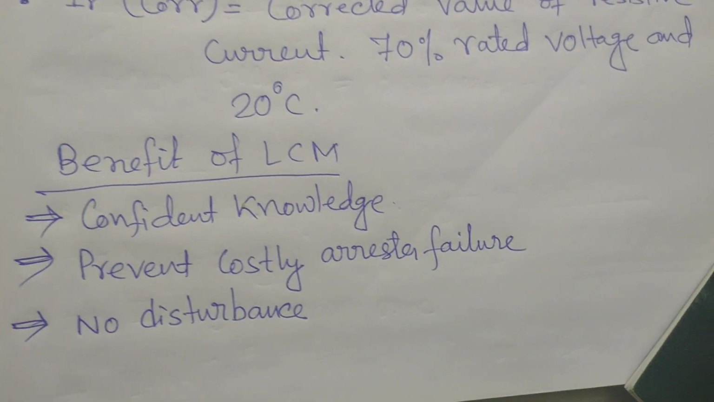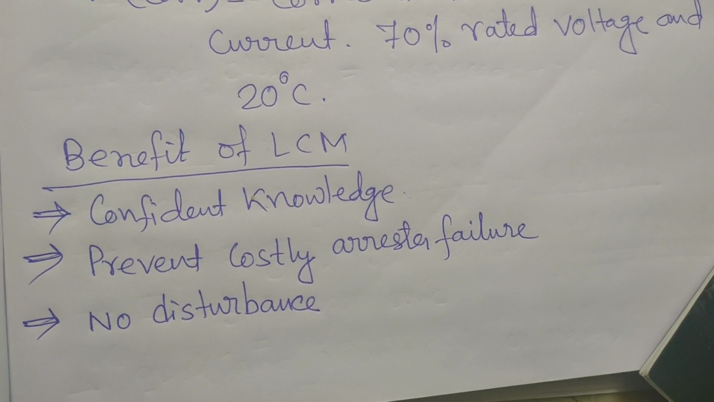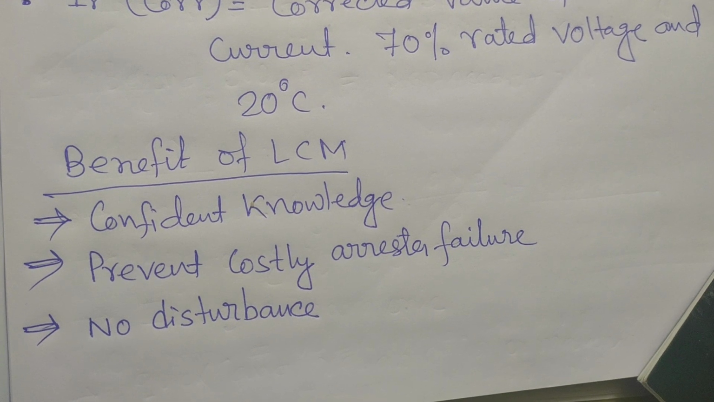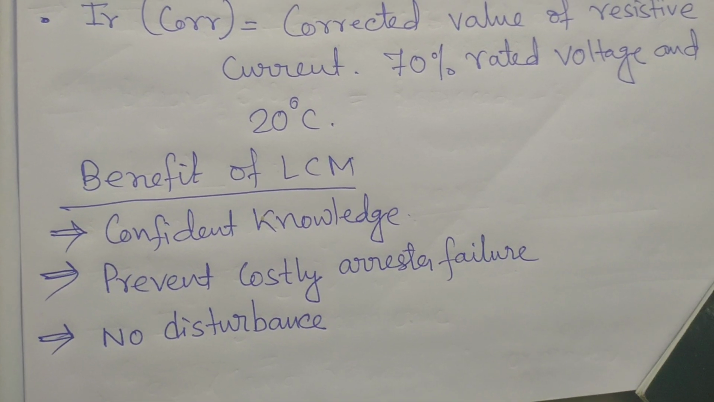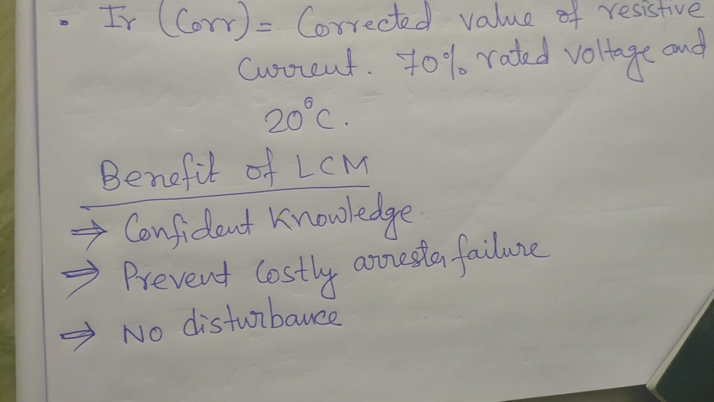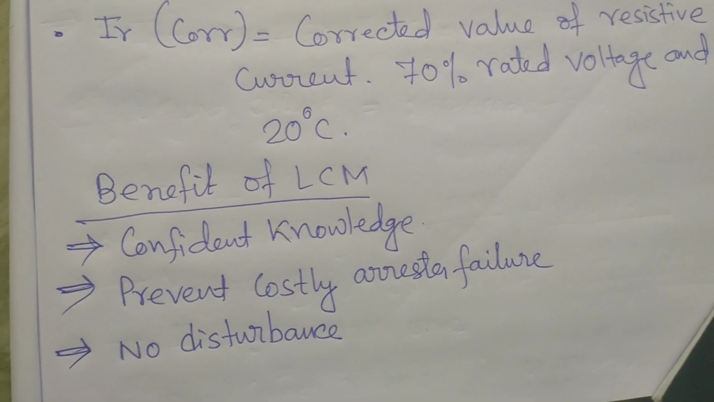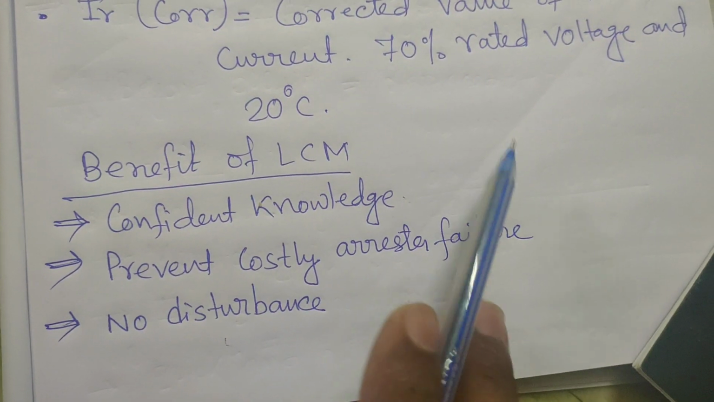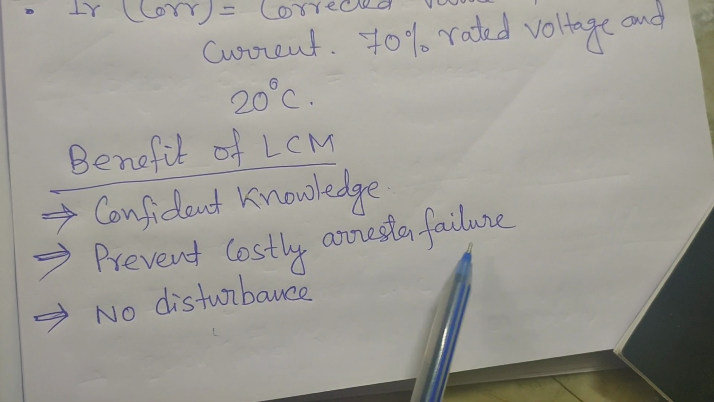So what is the benefit of the LCM? With the help of the LCM you can easily calculate the leakage current and the resistive leakage current, and on the basis of the value of the resistive leakage current you can easily decide whether you should replace the lightning arresters or surge arresters, or whether they should be kept in the system. The main thing is the confident knowledge you get with the help of this LCM machine after the required test, and it prevents costly arrester failure.